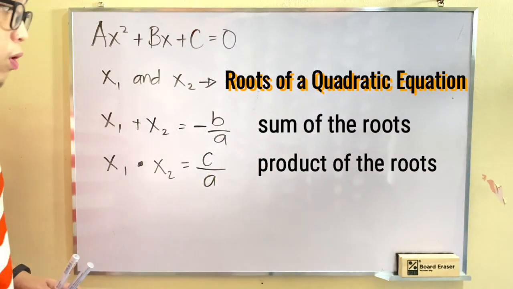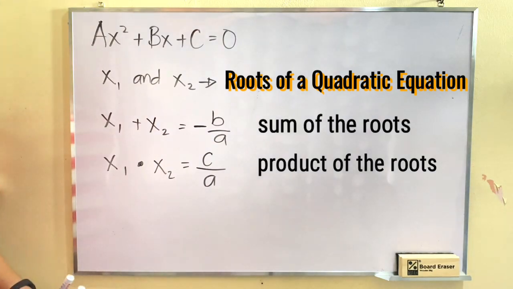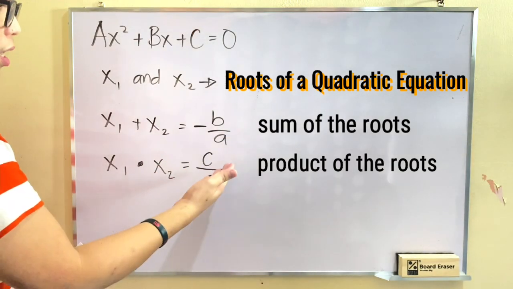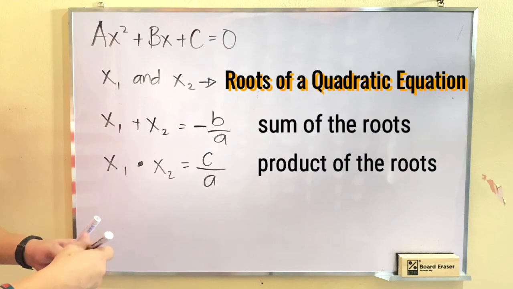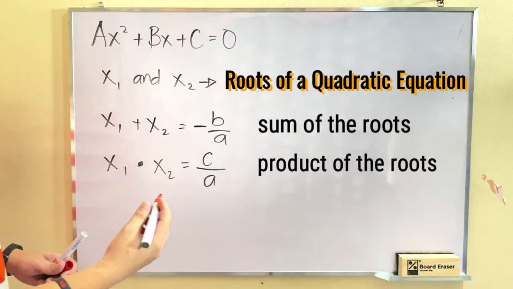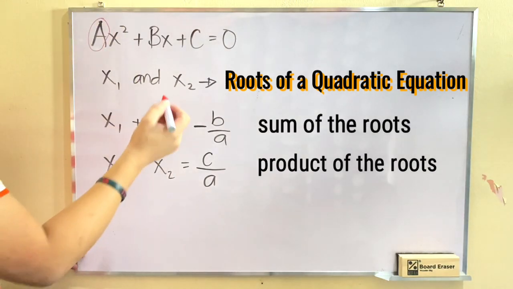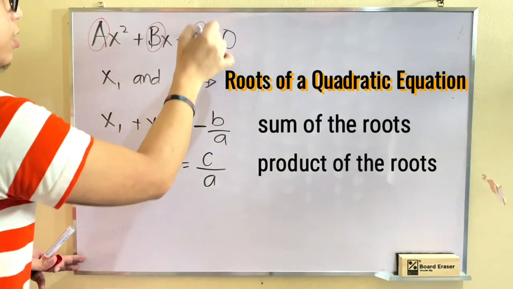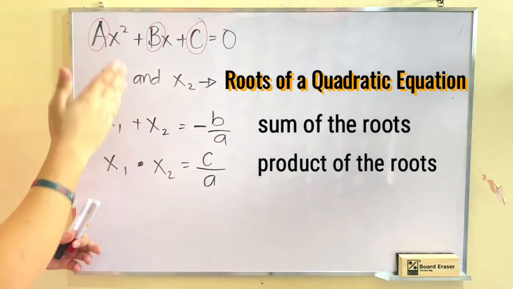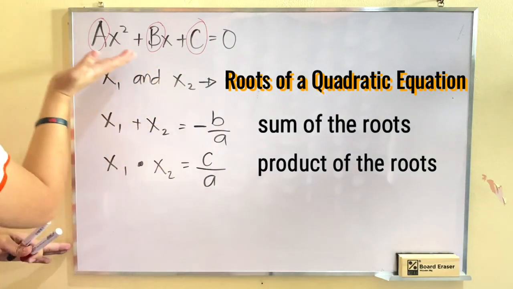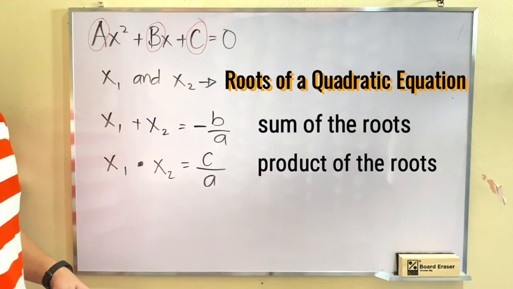Sir, saan natin makukuha yung b, a, and c? So, makukuha natin ang value ng b, a, and c from the quadratic equation given. From here, which is the a, then this is the b, and this is the c. Basta wag niyong kakalimutan, dapat ganito yung hitsura ng inyong quadratic equation.